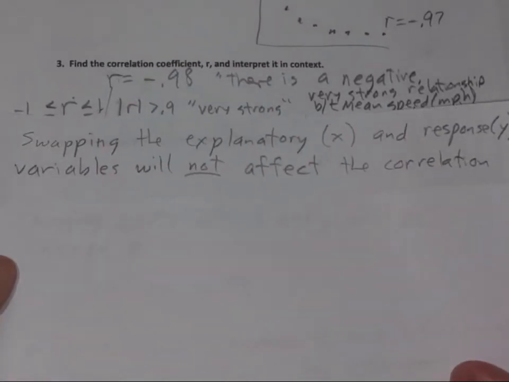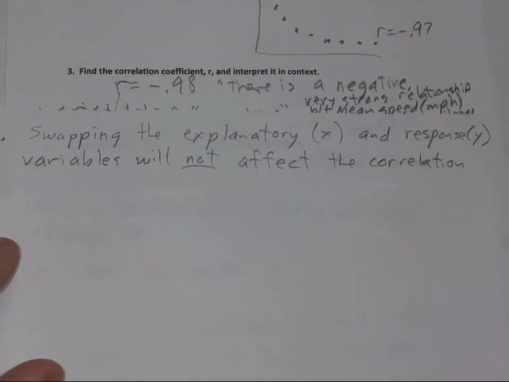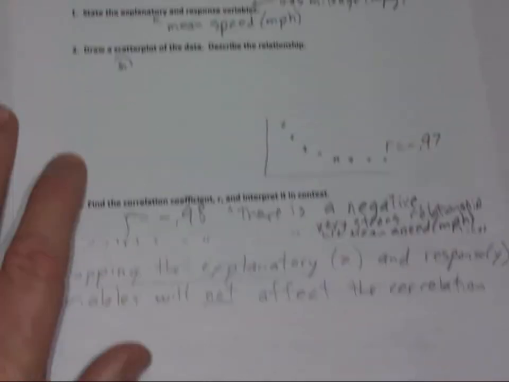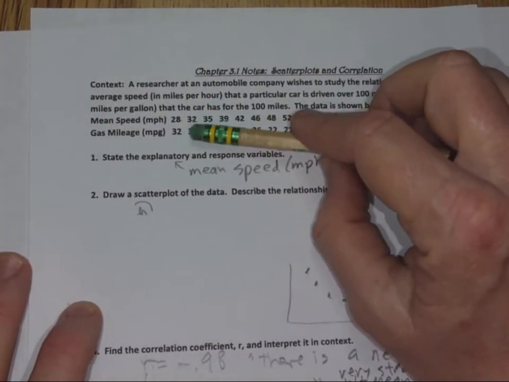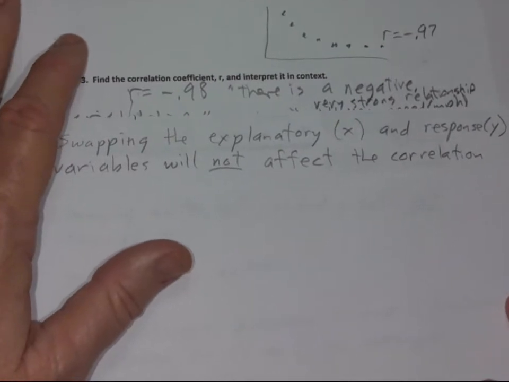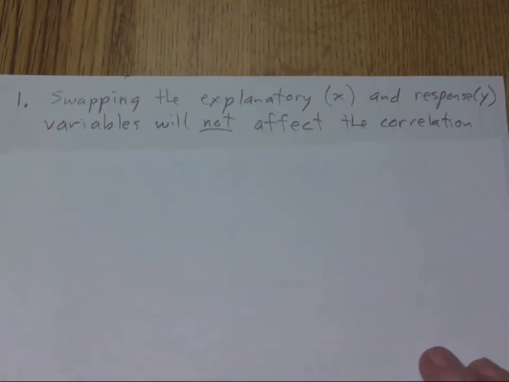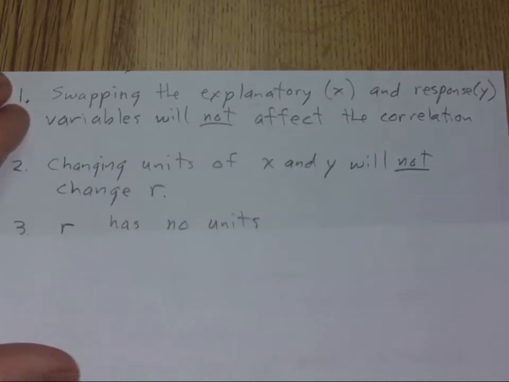The first thing is that if we decided to swap our X and Y variables, it would not affect R. So with this data, if we swap places with all our X's and Y's, they would still be very strongly and negatively related. So swapping values of X and Y wouldn't affect R. So that's thing one.